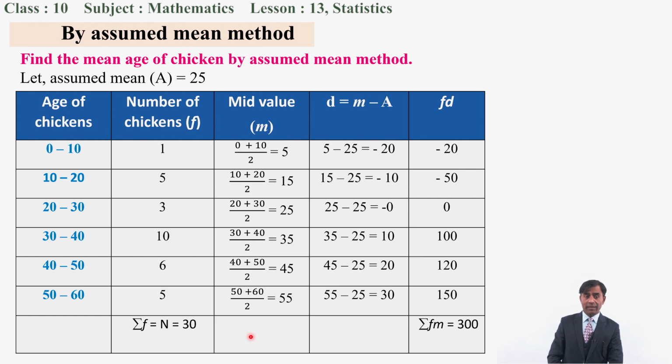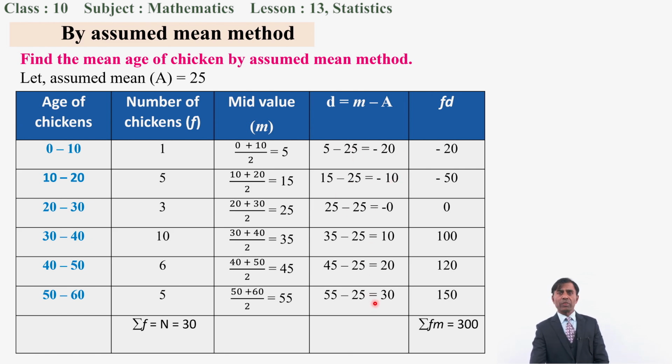After this, look here, age of chickens and number of chickens are given. This is the same as the first slide, and the mid value again is the same. Now we have to find D. That's a new one which is different from the direct method. What does D represent? D means deviation. How much deviation from the mid value? That is mid value minus assumed mean, each mid value minus assumed mean. So here, mid value 5 and assumed mean is taken as 25, so 5 minus 25 is minus 20. Similarly, mid value 15, assumed mean is 25, so 15 minus 25 is minus 10.